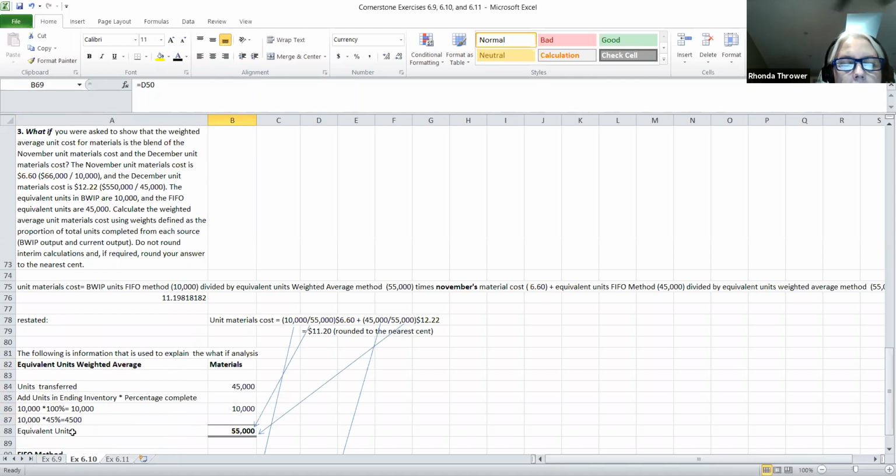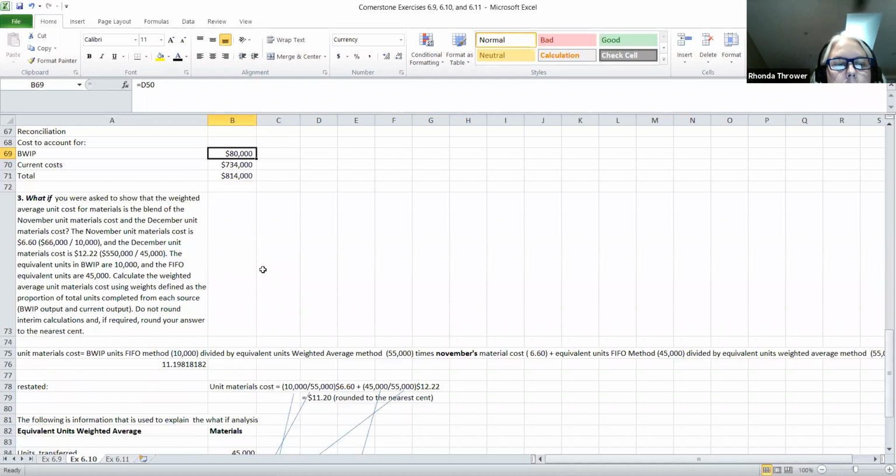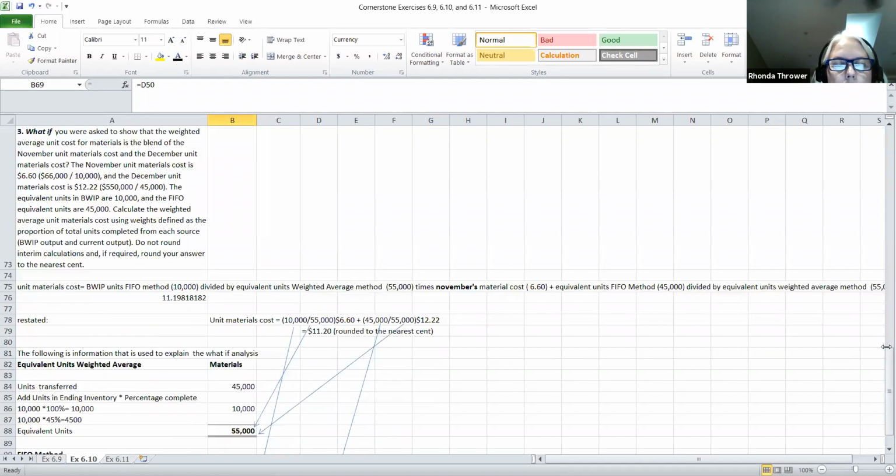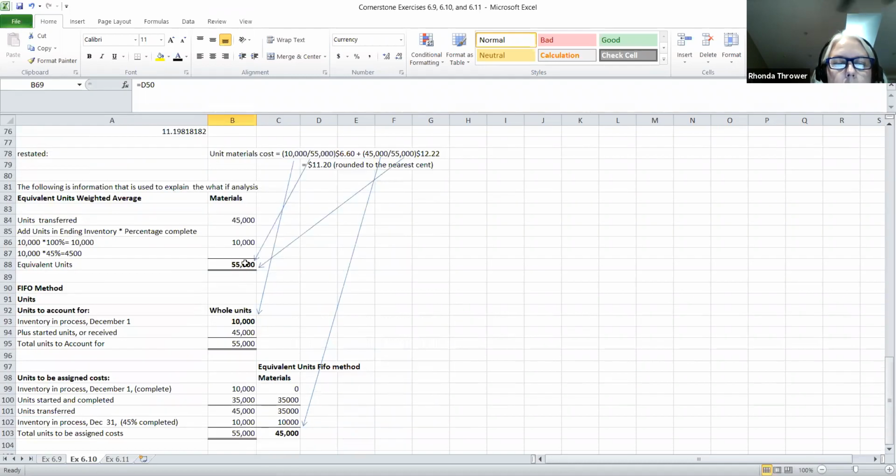First of all, they calculated the equivalent units using the weighted average method. The units transferred plus our beginning inventory units is going to be the equivalent units for materials. Now notice this is only asking for this amount using materials. They're not using the conversion portion of this, only the materials. And so that's why I'm just showing you the materials here.